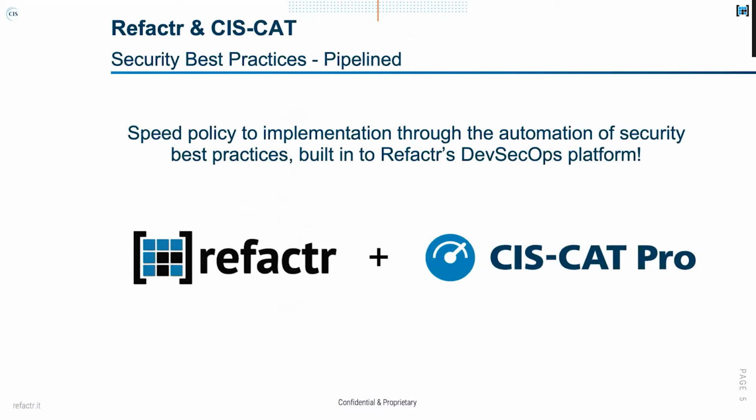So the real bottom line is that CIS helps to produce industry standard, vendor agnostic best practices for secure configurations. CISCAT builds upon that through standards-based automation content and powerful assessment features. Refactr helps to harness that power, building secure configuration assessment into its very versatile, highly scalable DevSecOps platform. And the last thing I'd like to say is that we've been extraordinarily excited and had an extraordinarily positive experience working with Refactr in this effort.